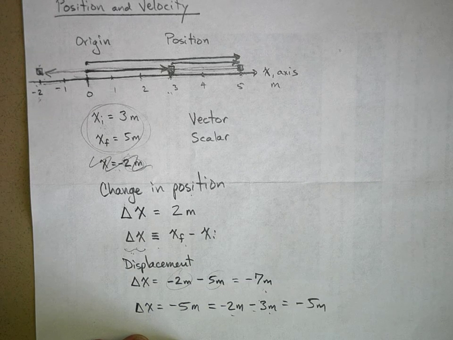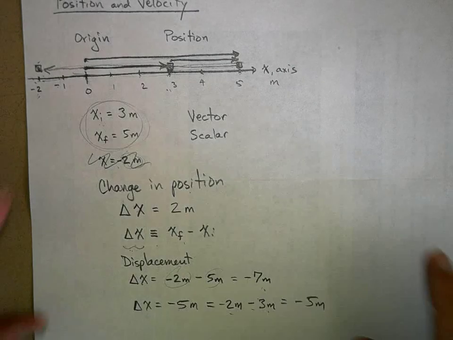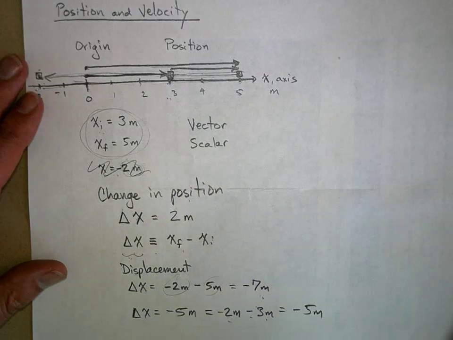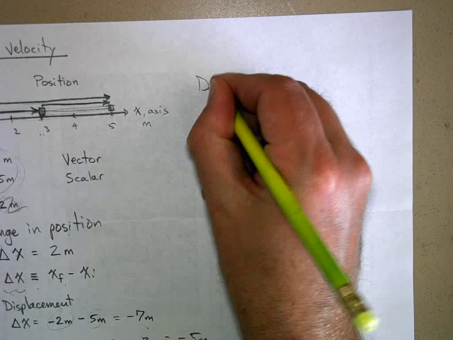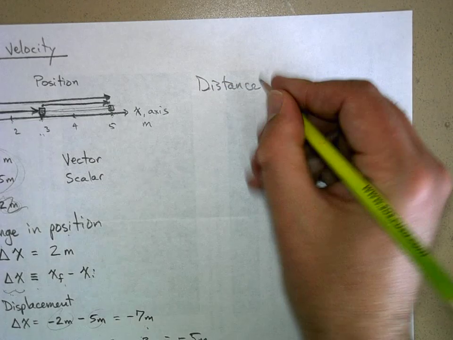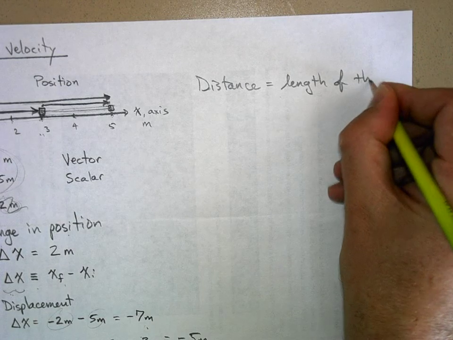Okay. Now, what distance did the calculator travel in this little path that I've come up with? Distance. Okay, now this has an operational definition. Distance is just the length of the path traveled.